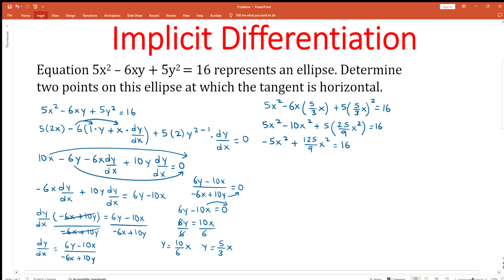We can add negative 5x squared and 125 over 9x squared by finding a common denominator. The denominator of negative 5x squared is 1. The common denominator is 9. So we should multiply negative 5x squared over 1 by 9 in the numerator and denominator. Now we can add the fractions. Negative 45 plus 125 is equal to 80.